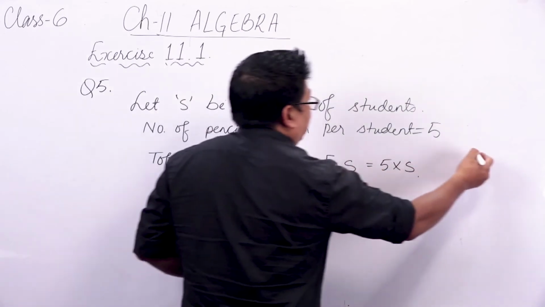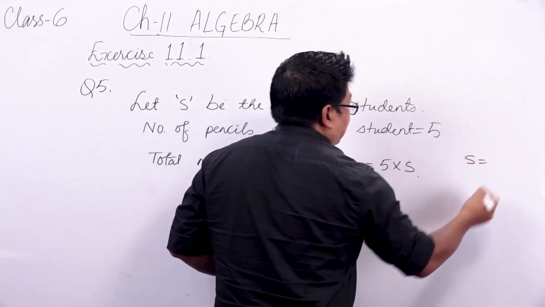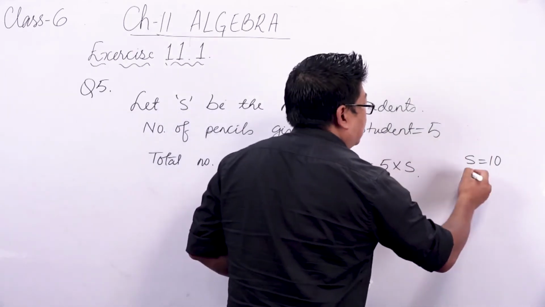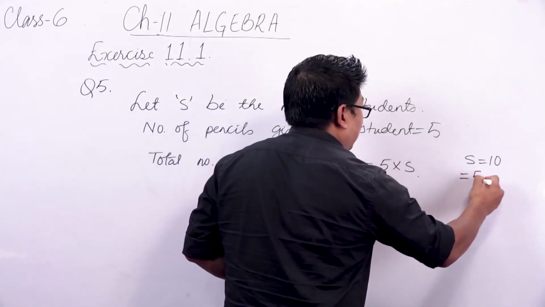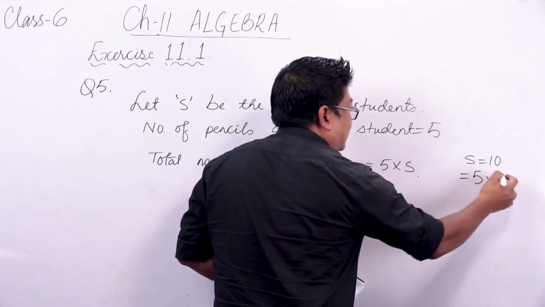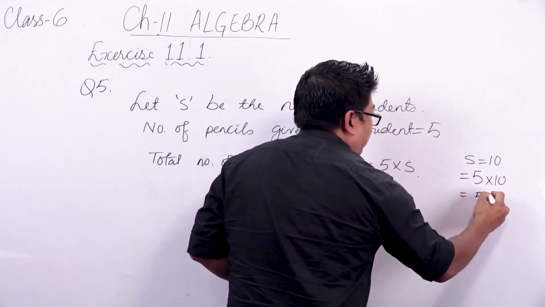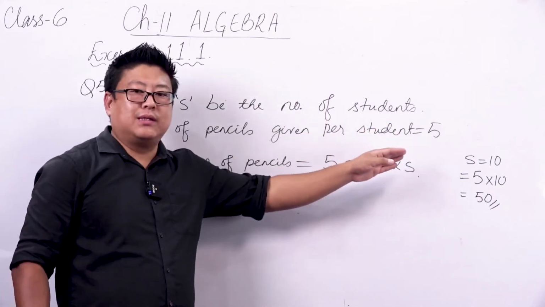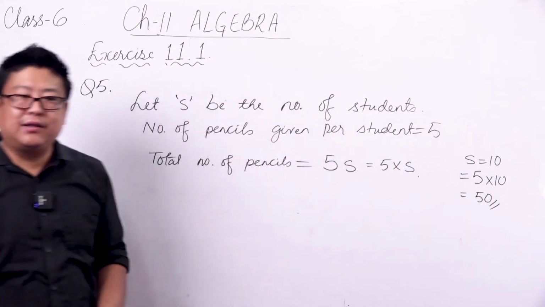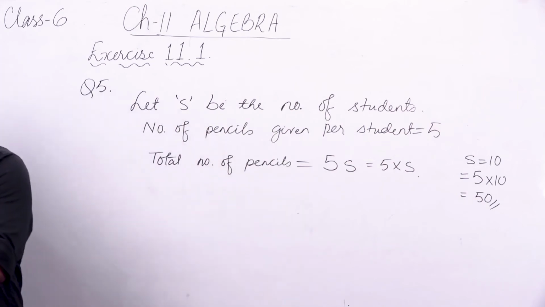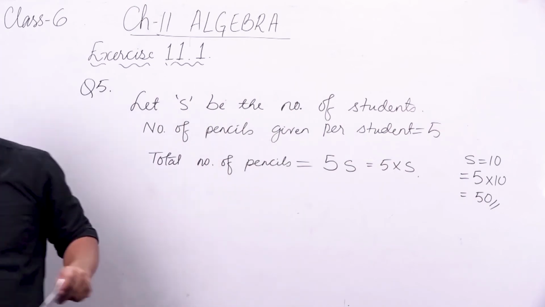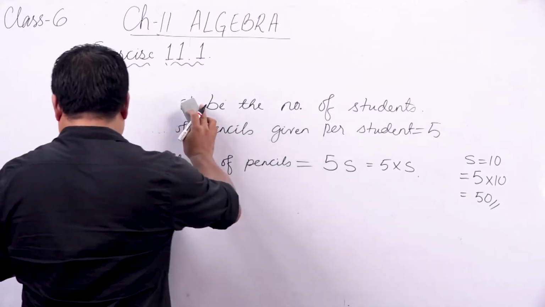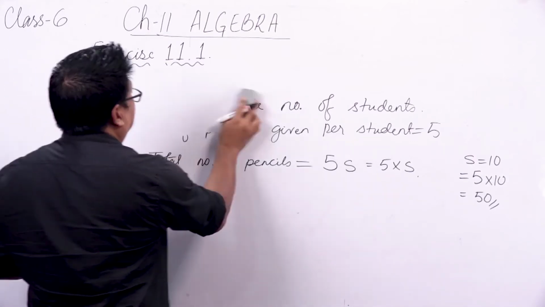So if there are, let's say, 10 students, the total pencils that you are using is 5 into, in place of S, I put 10, 50. So total number of pencils required for 10 students is 50. Okay, children? So this is all about question 5. Let's move on to question 8.